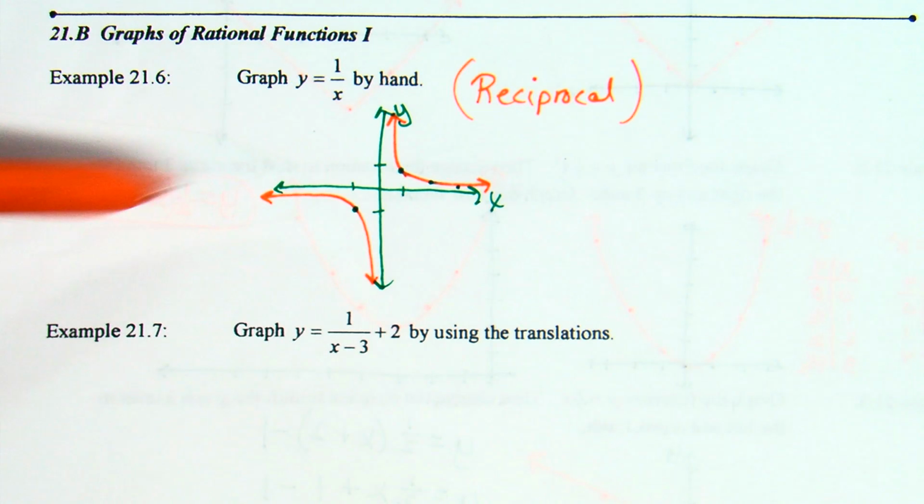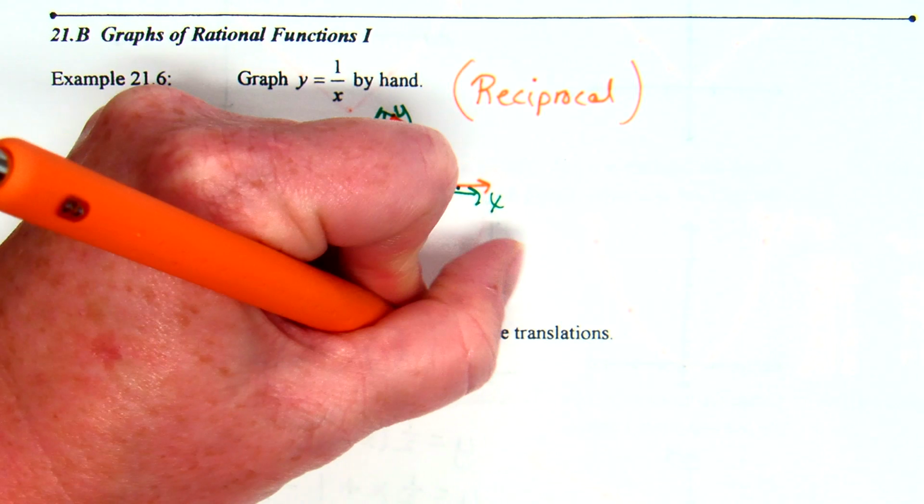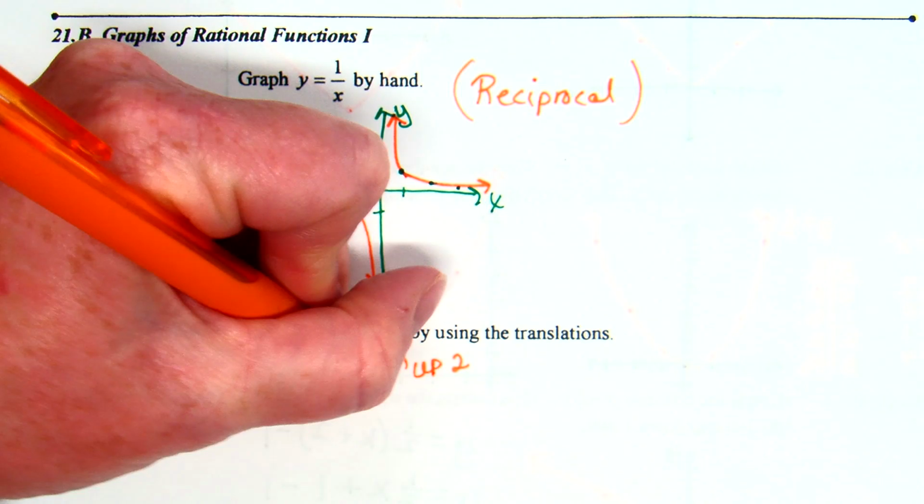Okay? Now, example 7. How am I going to change my graph now? Okay, we have translations. This is up 2, and this -3 with the x is going to go right 3.